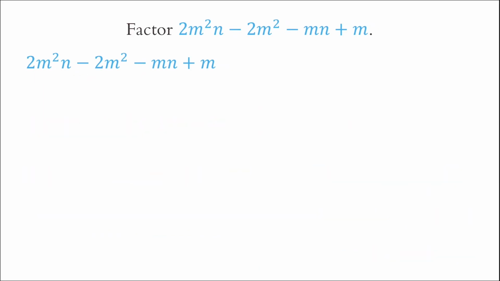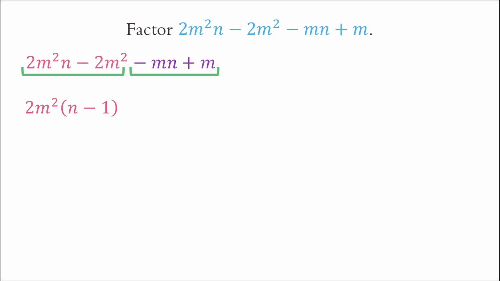This example is a little different because there are two variables, m and n, in the expression. But notice that we still have 4 terms, so we'll try factoring by grouping again. In these first two terms, the greatest common factor is 2m squared, so we end up with 2m squared times n minus 1 for our first group. In the second group, we need to be extra careful because one of the terms is negative.